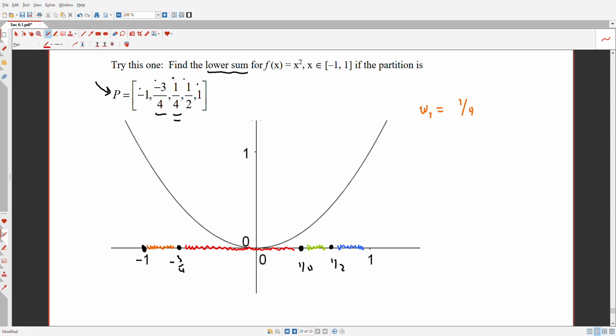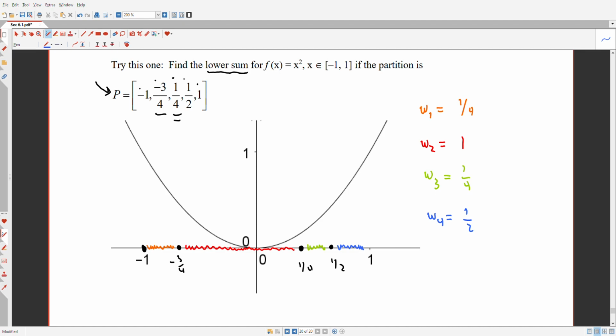The rectangle next to it is going to have width W2 equal to 1/4 minus negative 3/4. That'll be width 1. And then the green rectangle next to that one will have width W3 equal to 1/2 minus 1/4. That's 1/4. And then my last blue rectangle for my color coding is going to have width 1 minus 1/2. That'll be 1/2.